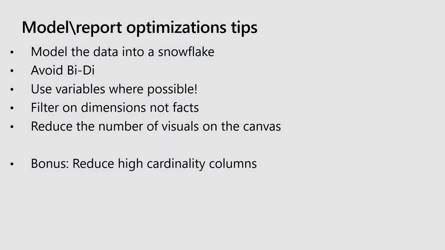Just to recap, we did showing you the phenomena, identifying bad cases, and then what to look for in those bad cases. So the most important things: model data into a snowflake, no bidirectional cross-filtering, use variables, filter on dimensions, not facts, reduce the number of visuals, and a bonus would be reducing high cardinality columns to reduce the memory size and also improve the performance.